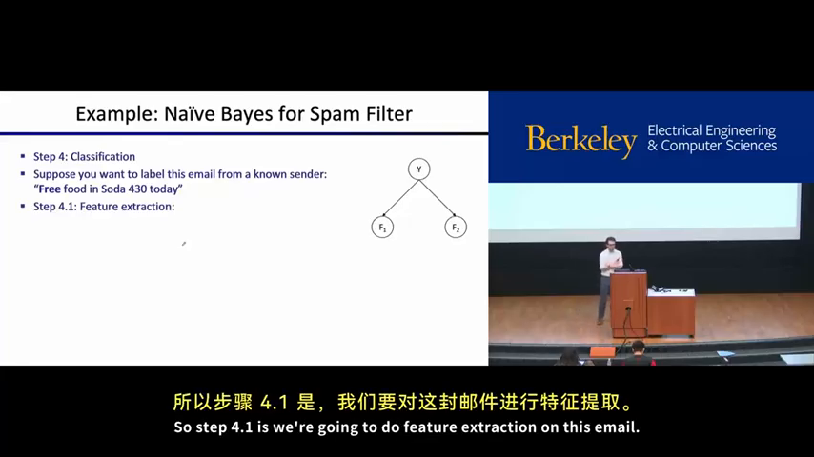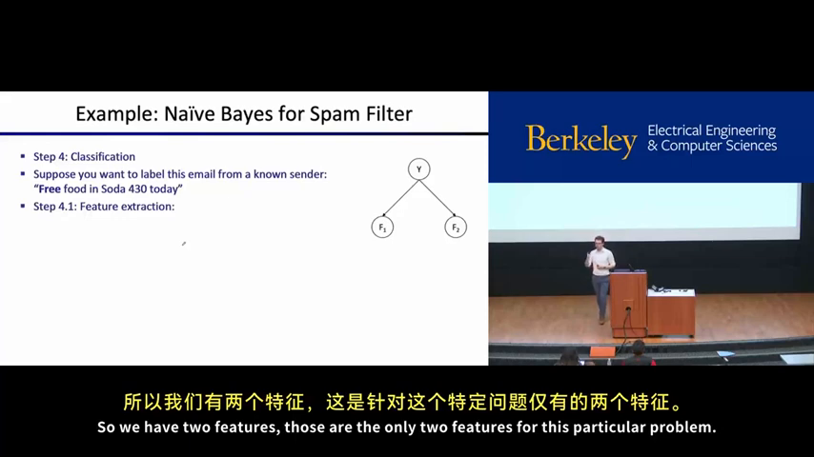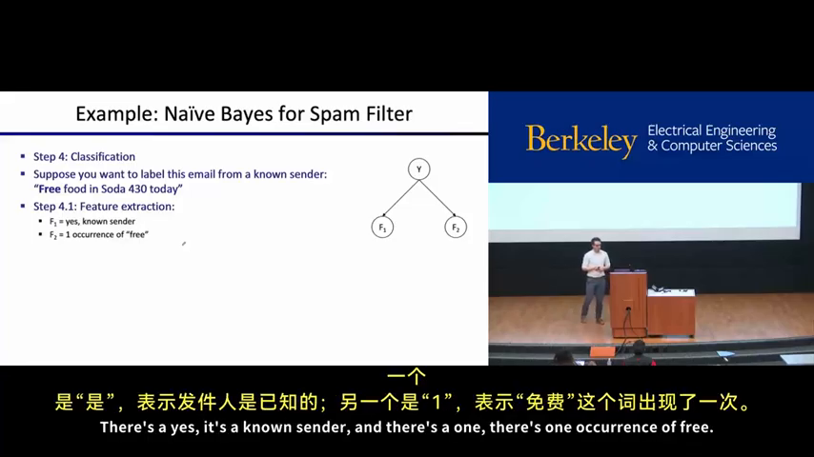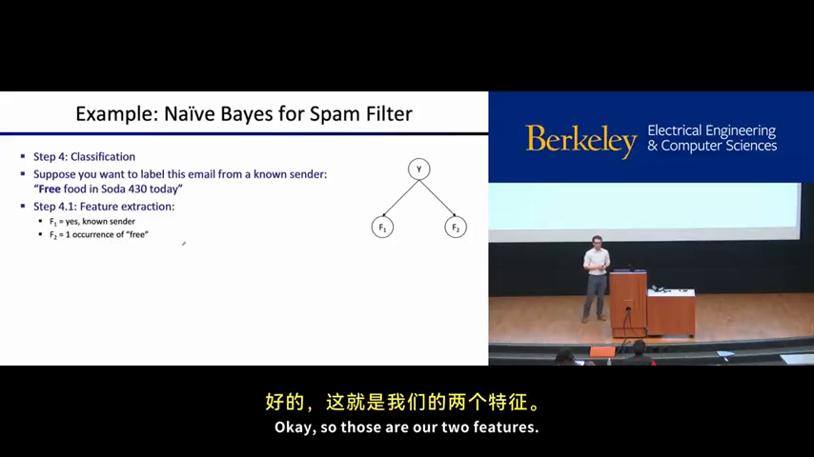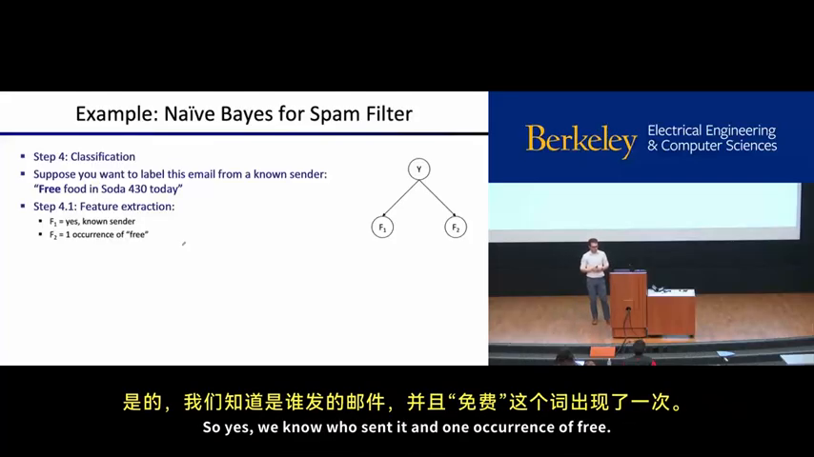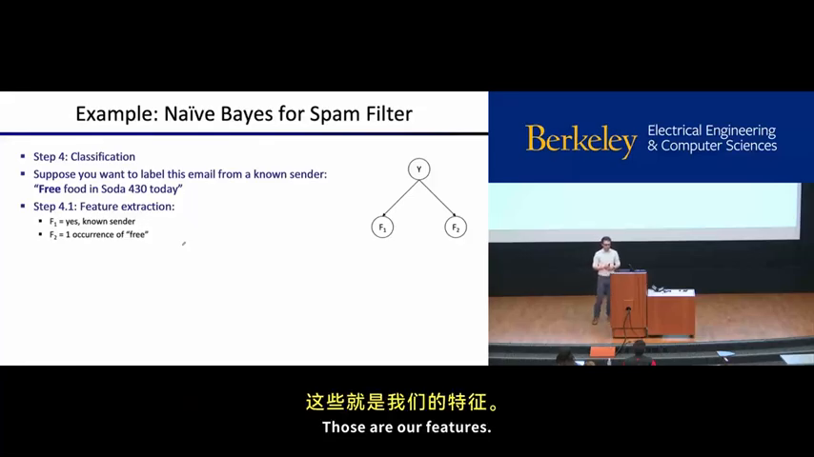So step 4.1 is we're going to do feature extraction on this email, okay? So we have two features. Those are the only two features for this particular problem. There's a yes, it's a known sender, and there's one occurrence of free, okay? So those are our two features. So yes, we know who sent it, and one occurrence of free. Those are our features.